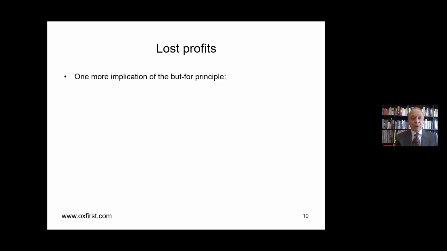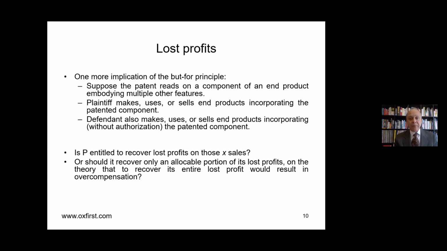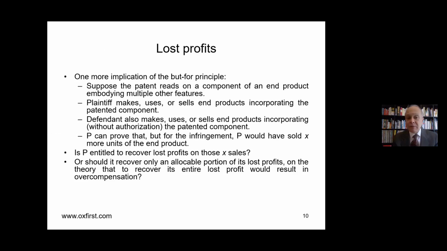I'll mention one more implication of the but-for principle, and then I want to move on to reasonable royalties. Suppose that the patent reads on a component of an end product that embodies multiple other features, and the plaintiff makes, uses, or sells end products incorporating the patented component. The defendant also makes, uses, or sells end products incorporating without authorization the patented component, and the patent owner can prove that but for the infringement, the patent owner would have sold X more units of the end product.